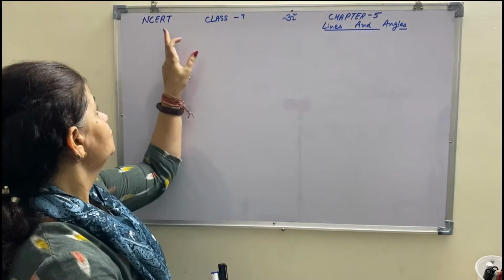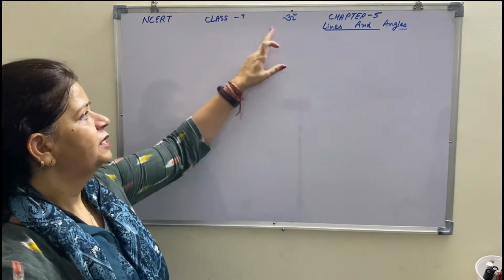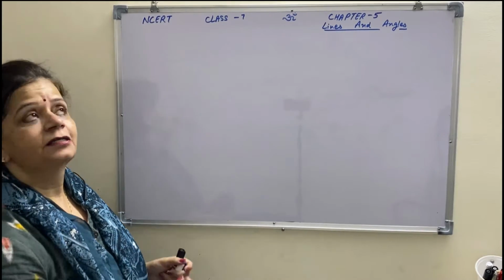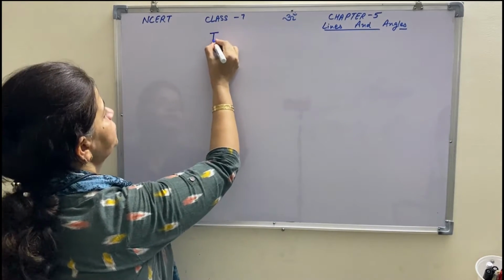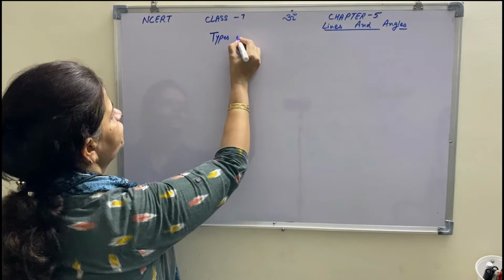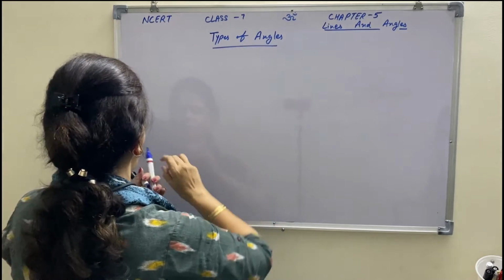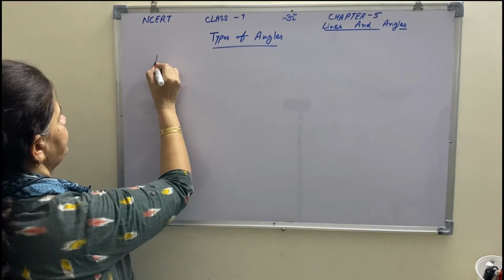Today we will do NCERT class 7 chapter 5, lines and angles. Angles, you know what angles are, and today we will do types of angles. In types of angles, first of all, number 1 is complementary angles.